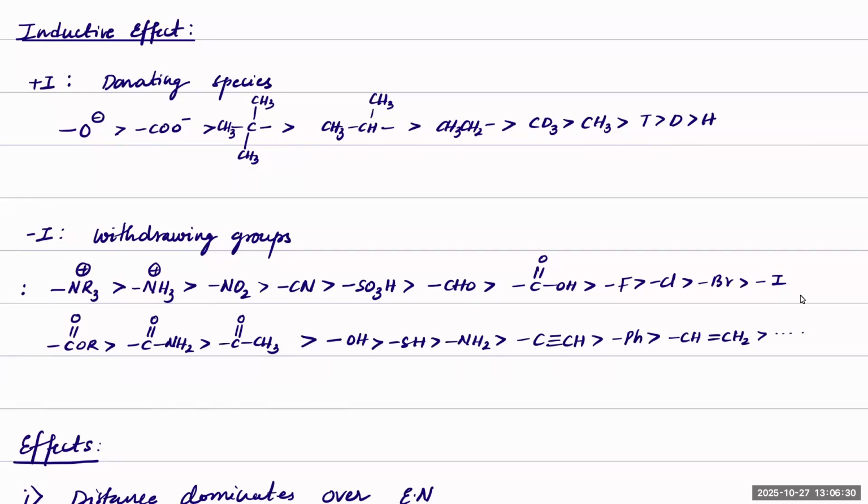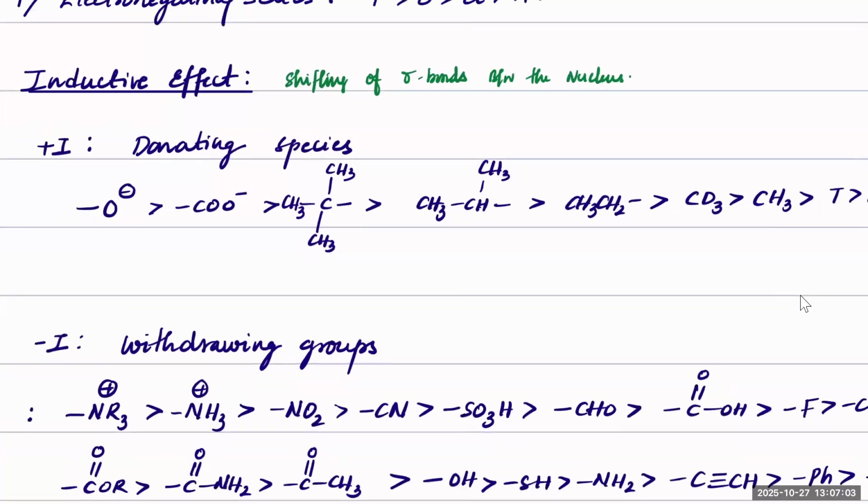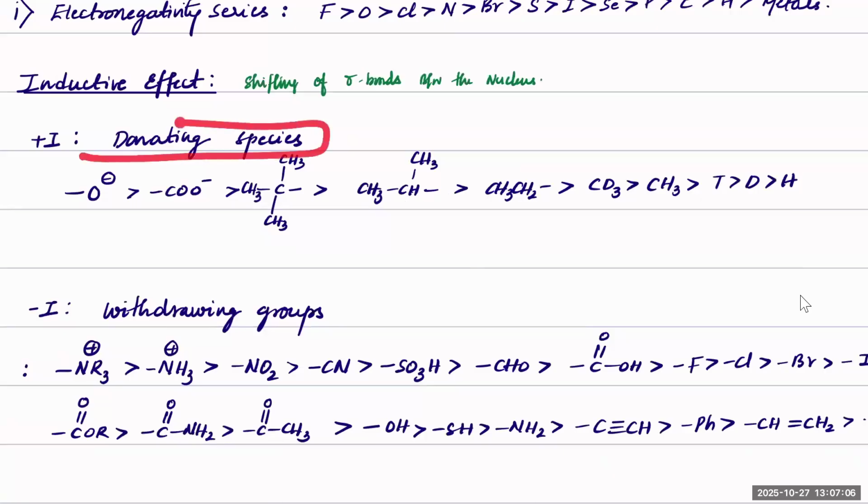Inductive effect, we have two kinds: plus I and minus I. So to be more precise, inductive effect is the shifting of sigma bonds. Between the nuclei, there is a small shifting of sigma electrons, and that causes the inductive effect. There could be a plus I effect or a minus I effect.